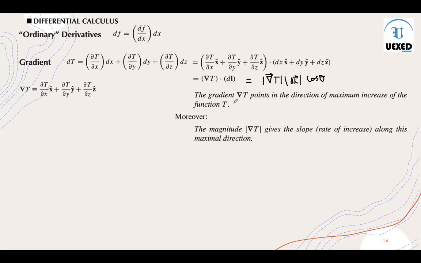So this statement says the gradient delta t points in the direction of maximum increase of the function t. Okay. And moreover, when we calculate the magnitude of this delta t, it is the slope or rate of increase along the maximum direction, as we had just seen in the function where we talk about the differential derivatives. We basically call it the slope. Okay, so similarly here this delta notation is used as a vector, and this indicates the slope along the maximum direction.